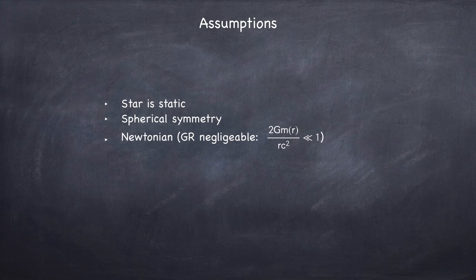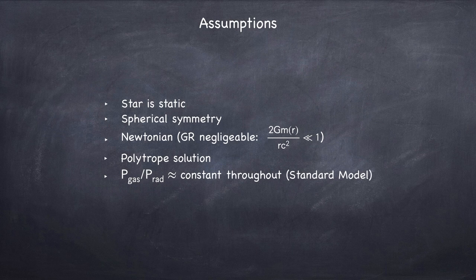Eventually, we will also assume what's called a polytrope solution, and we will also assume that the ratio of the gas pressure and radiation pressure is constant throughout the star. This is sometimes called the standard model of stellar physics. So, hydrostatic equilibrium.